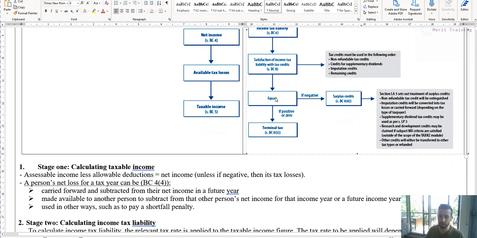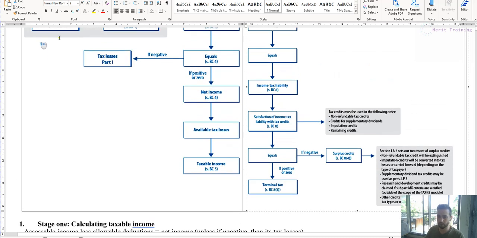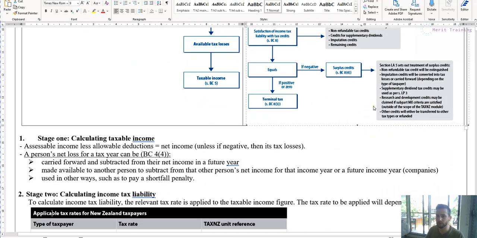And of course, you might have more credits than you actually need to pay tax. Maybe you've got a lot of deductions and that's reduced the amount of tax payable, but you have all these credits for whatever reason: dividends, imputation, remaining credits, supplementary dividends, or non-refundable tax credits. Whatever the reason, you've got extra credits. What do you do when you have those excess credits?